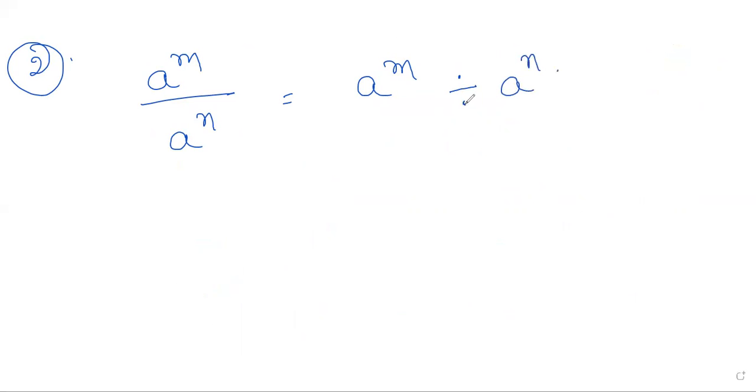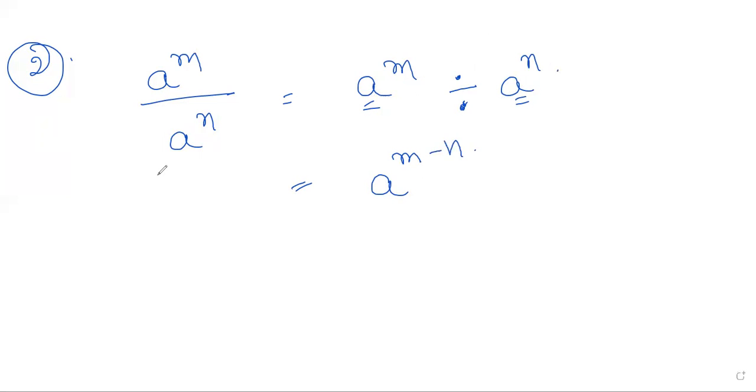Second one, a to the power of m by a to the power of n. Or you can write it as a to the power of m divided by a to the power of n. When there is a multiplication sign, we added the powers, right? But here we have a division sign, so we are going to subtract them. That's it. See, the bases are same, a is same, and m minus n.